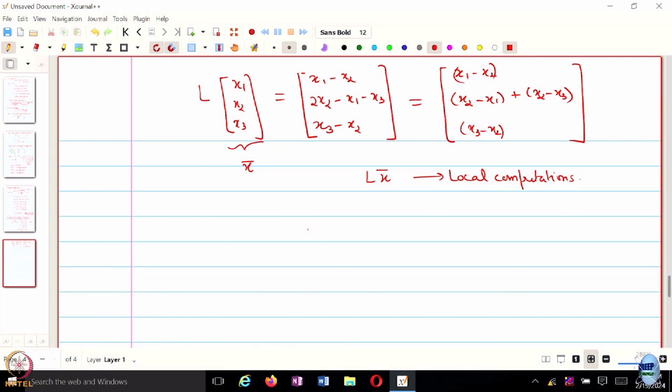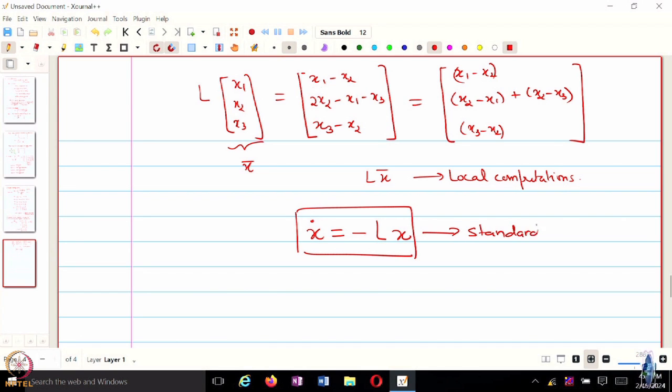The standard algorithm for consensus in continuous time is x dot is simply negative of L of x. So first of all, let's look at the equilibrium of this particular dynamical system. So what is the equilibrium of this dynamical system?